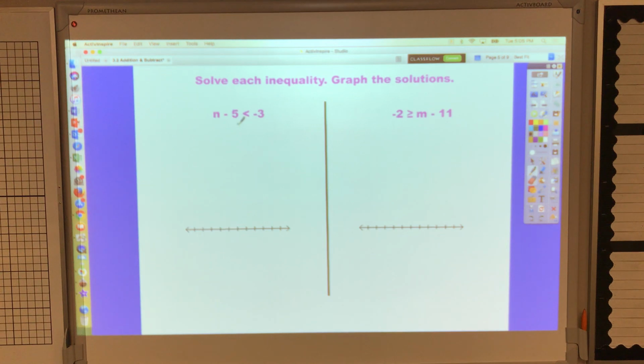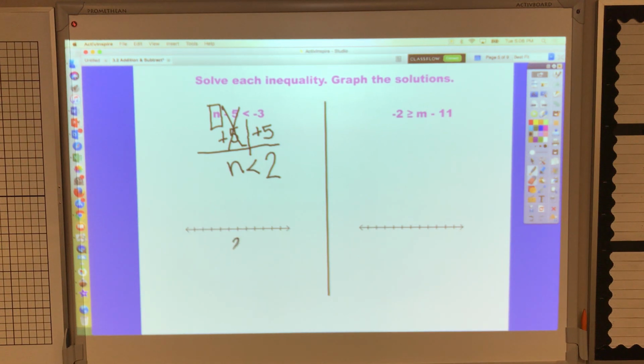I have n minus 5 is less than negative 3. So my goal is to get n all by itself. Here's my inequality symbol. To get rid of minus 5, I use that addition property of equality and I add 5 to each side. That leaves me with n, because the 5's cancel. Symbol just comes straight down. It's less than, and here negative 3 plus 5 gives me a positive 2. So n is less than 2.